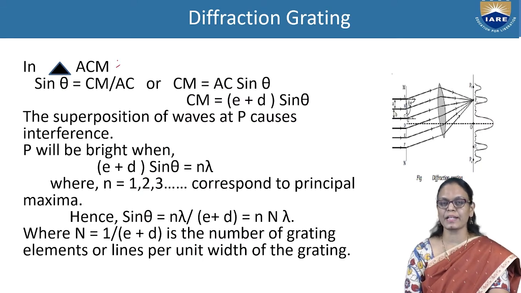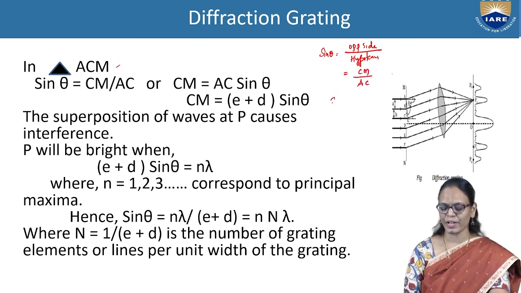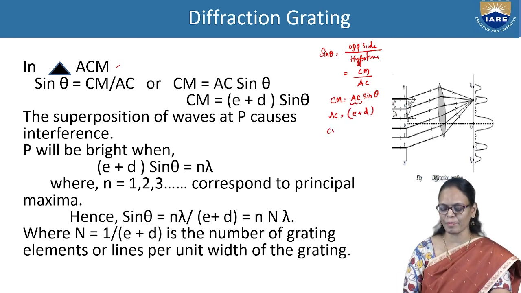Now in the triangle ACM, sine theta. Whenever we take sine theta, it is equal to opposite side upon hypotenuse. So our opposite side here is CM upon AC. So we can write CM is equal to AC sine theta. AC here is nothing but the width of the grating element, which we have taken as e plus d. The size of the grating element is taken as e plus d. So CM can be written as (e plus d) into sine theta.